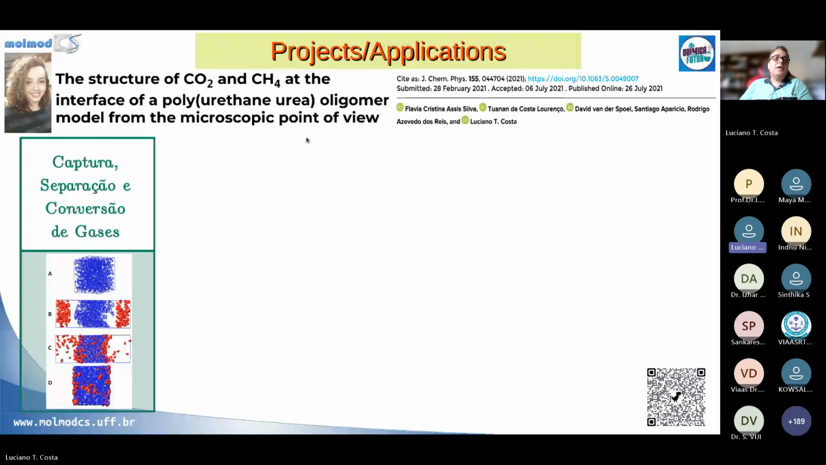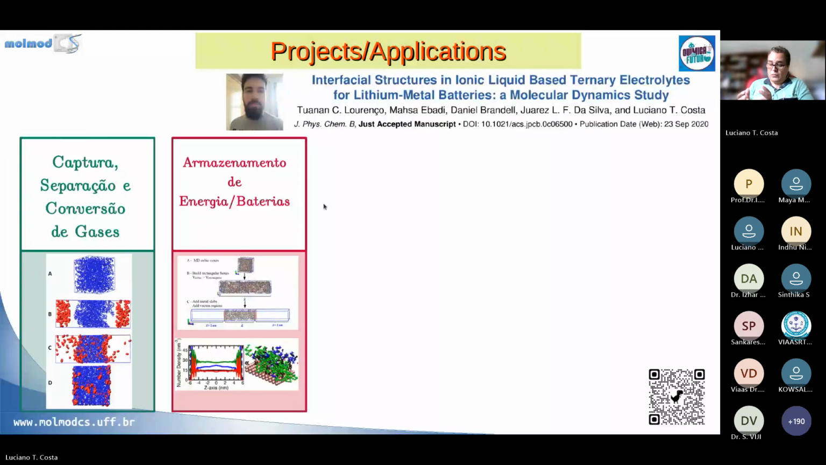Also, we worked with energy storage and batteries, lithium metal batteries. They developed these important interfacial structures in the ionic liquid phase, generally electrolyte, for lithium metal batteries using molecular dynamics simulation. We have many others, but of course, in this time, it's impossible to show you all the things that I want. Okay, so if you click on the QR code here, you can access the paper.